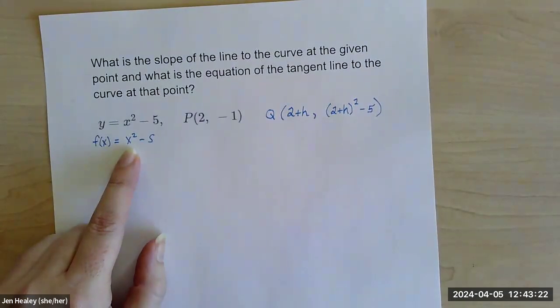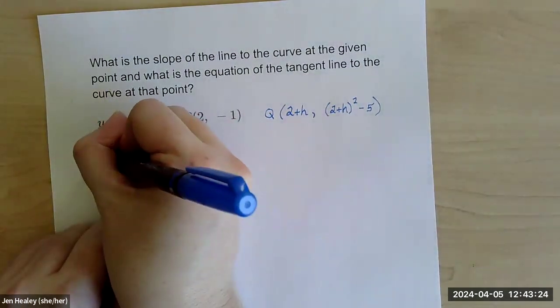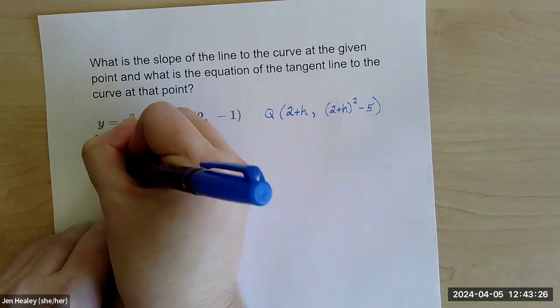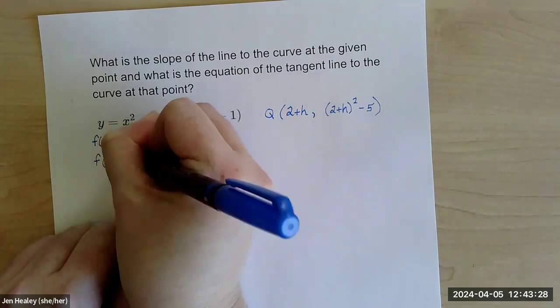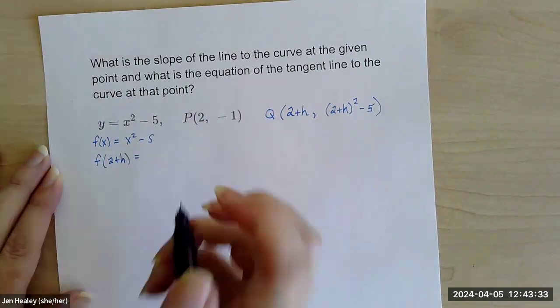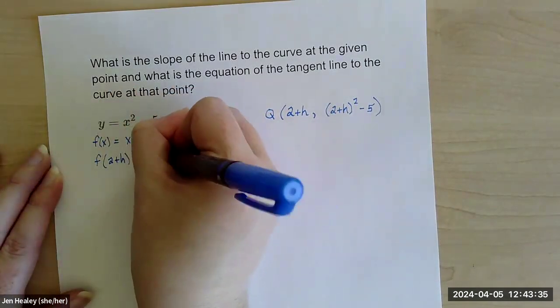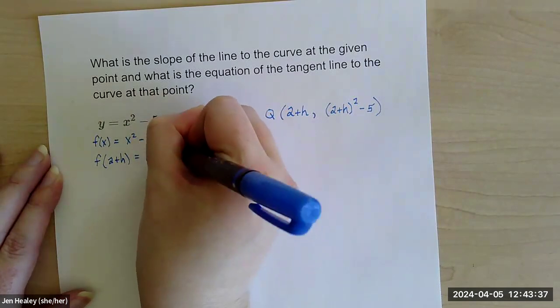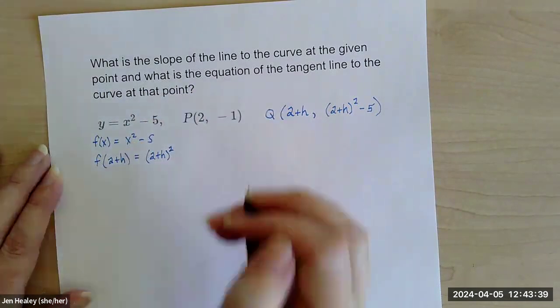Do you see how that's f of 2 plus h? F of 2 plus h means where I see the x right here, I have to put 2 plus h in there. And then we're supposed to square it and then subtract 5 from it.